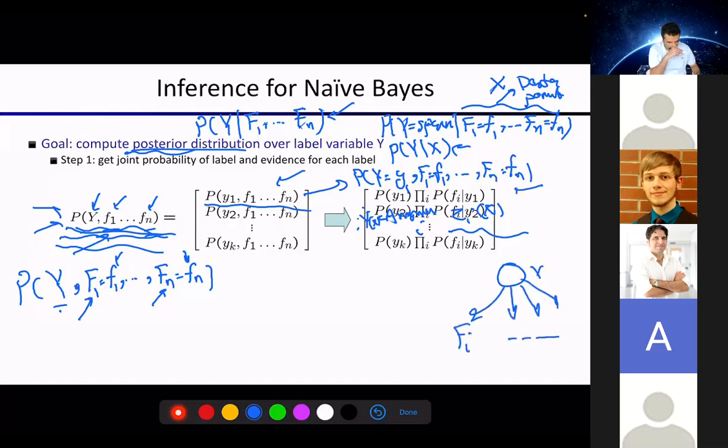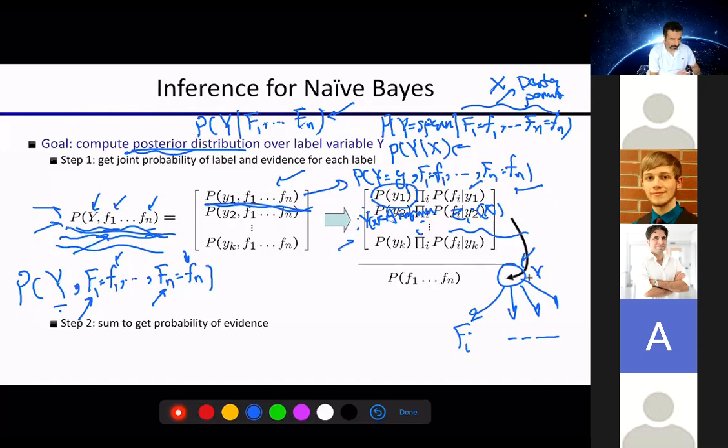And then for each of these, for Y1, we can multiply our prior by these conditional probabilities. This is what we just discussed in the previous slide, right? So we calculate this, and then once we have these probabilities, we need to normalize them, right?